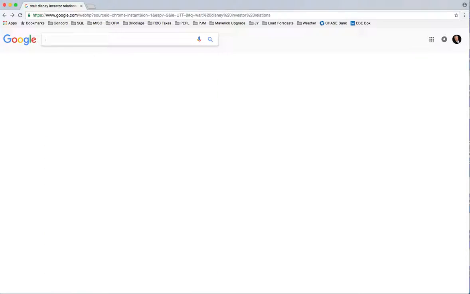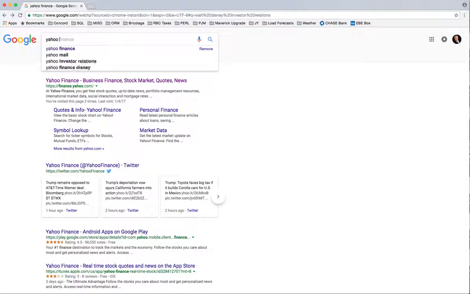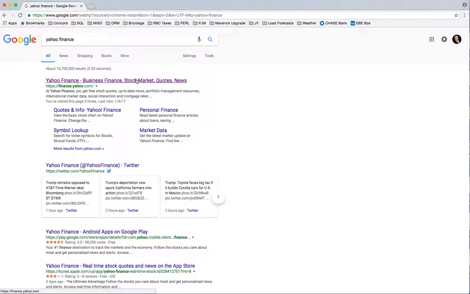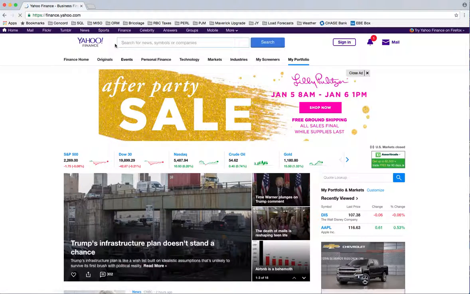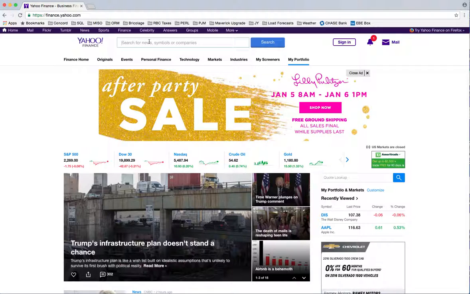As you'll see, I'm in Google Chrome again. That's just the one I use, but we can certainly go through here and do this. Yahoo Finance, and you can put in Yahoo Finance, and it'll take you right to it pretty much. Some of you already know that. That's fine. Once you get to Yahoo Finance, there's a search bar at the top, and you can put in whatever you want. You can put in the company, so I'm going to put in Disney.